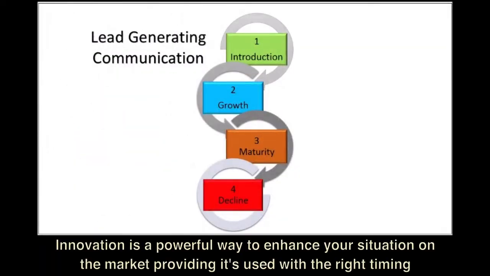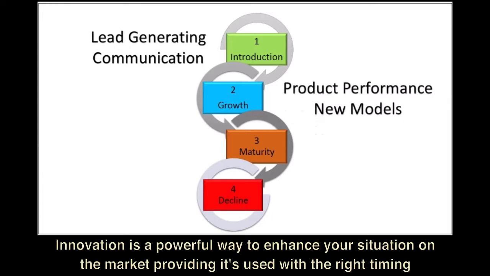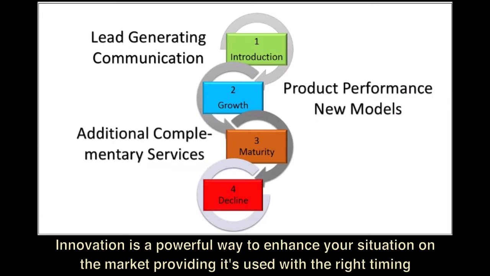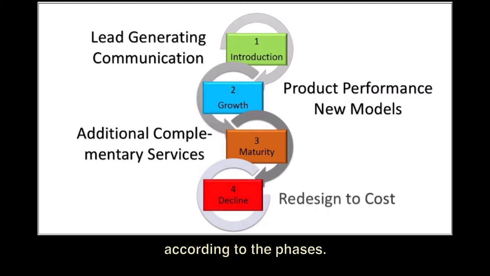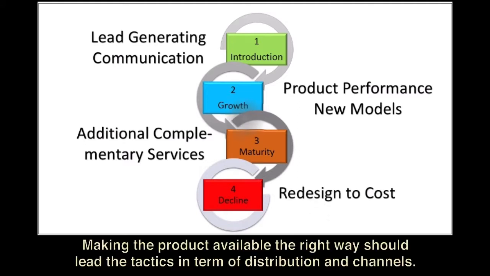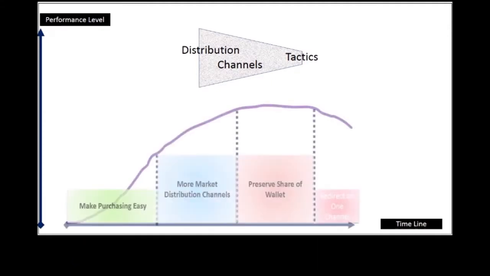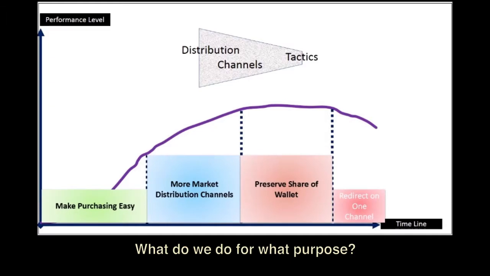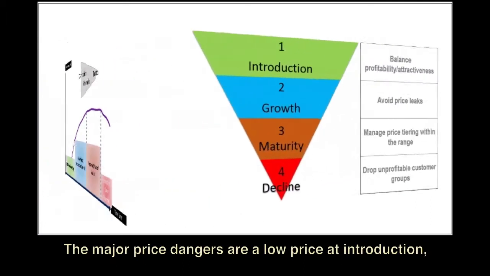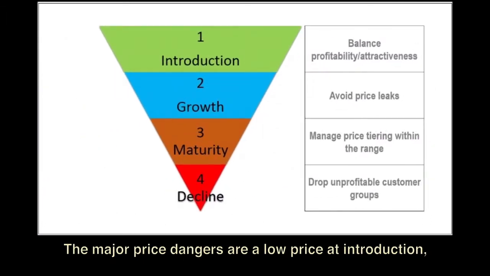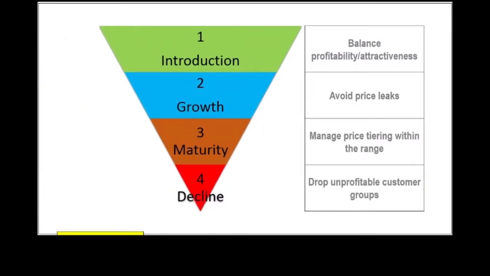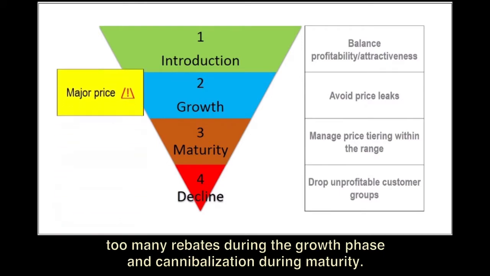Innovation is a powerful way to enhance your situation on the market, providing it's used with the right timing according to the phases. Making the product available the right way should lead the tactics in terms of distribution and channels. What do we do? For what purpose? The major price dangers are a low price at introduction, too many rebates during the growth phase, and cannibalization during maturity.